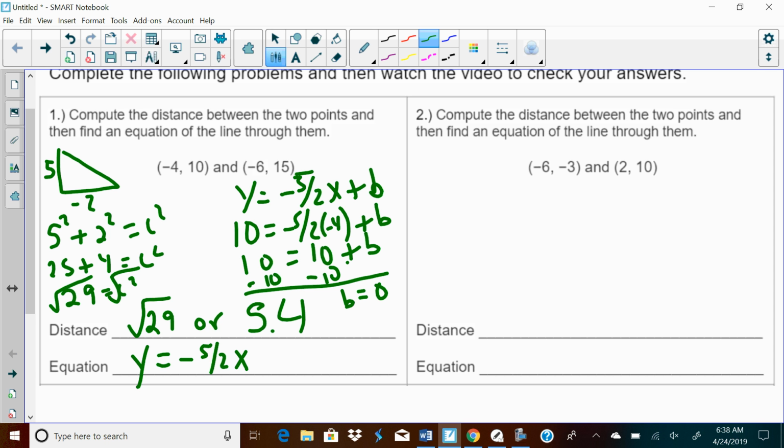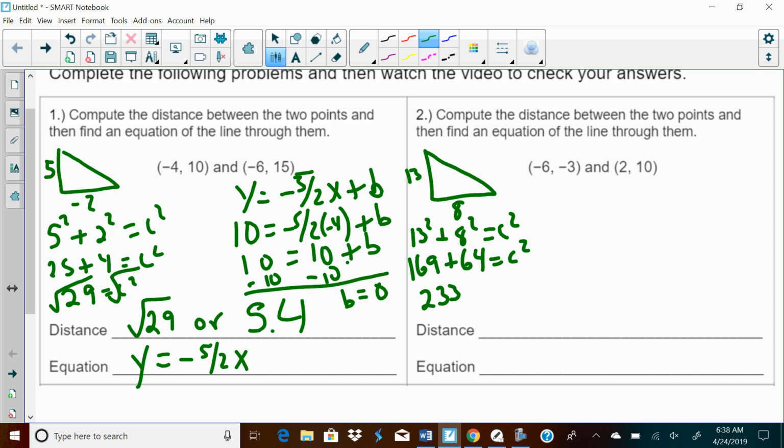For problem number 2, start it the same way. I'm going to draw a triangle. Distance between 10 and negative 3 is 13. Distance between 2 and negative 6 is 8. So I'm going to do 13 squared plus 8 squared. So I get 169 plus 64, or 233. So my distance is the square root of 233, or about 15.3.